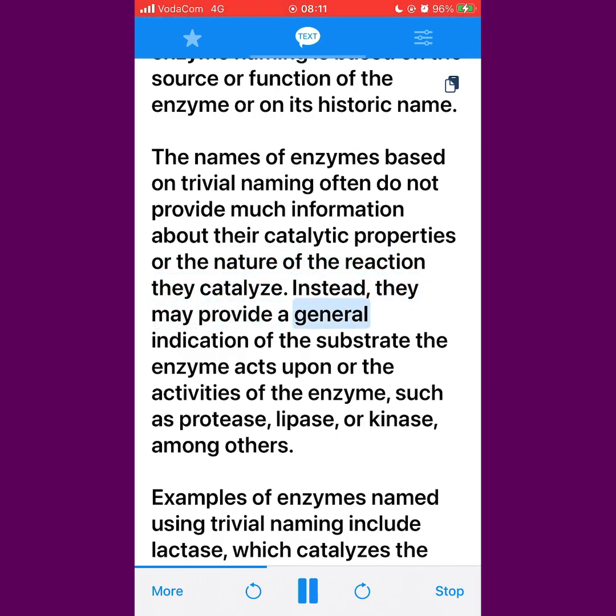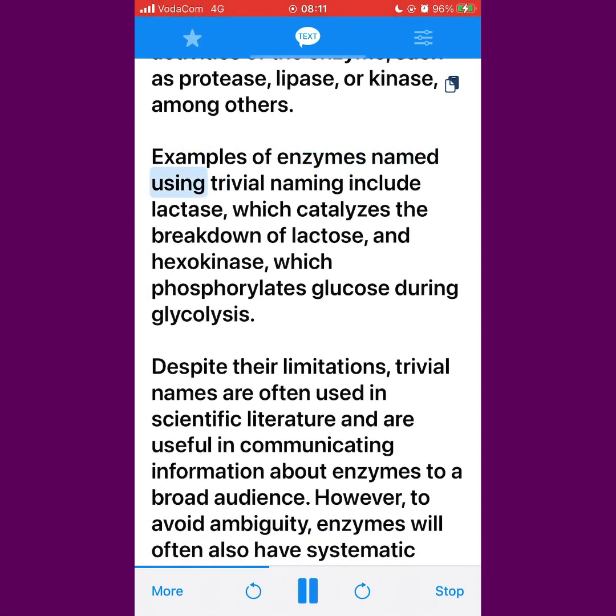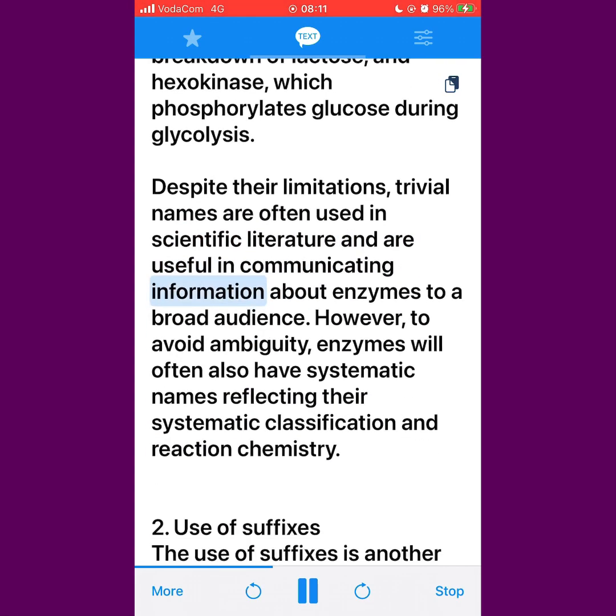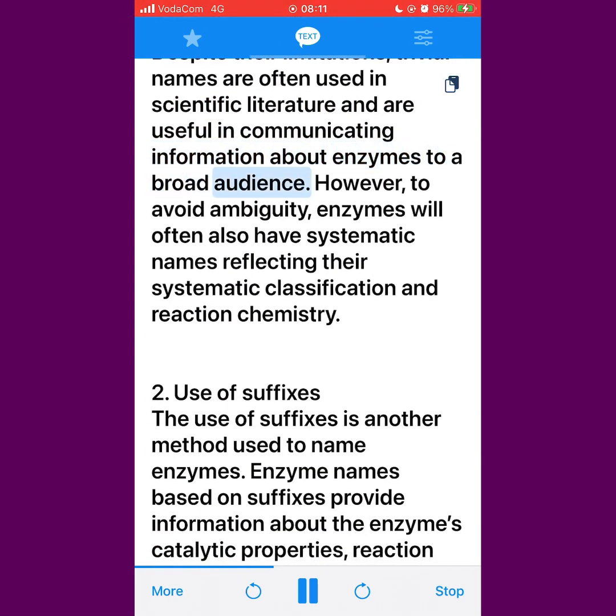Instead, they may provide a general indication of the substrate the enzyme acts upon or the activities of the enzyme, such as protease, lipase, or kinase, among others. Examples of enzymes named using trivial naming include lactase, which catalyzes the breakdown of lactose, and hexokinase, which phosphorylates glucose during glycolysis. Despite their limitations, trivial names are often used in scientific literature and are useful in communicating information about enzymes to a broad audience. However, to avoid ambiguity, enzymes will often also have systematic names reflecting their systematic classification and reaction chemistry.